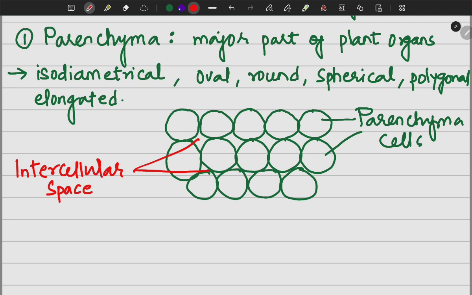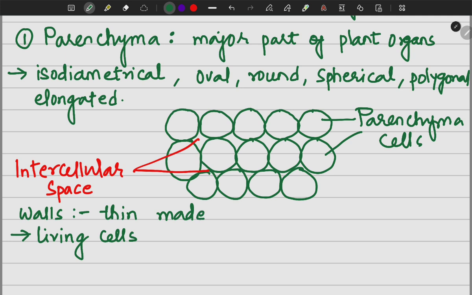Now the walls of these parenchyma are thin because these are living cells, and they are actively involved in the growth and development of the plant. So the cells are living and their walls are thin and made up of cellulose. The walls of parenchyma are thin and made up of cellulose.